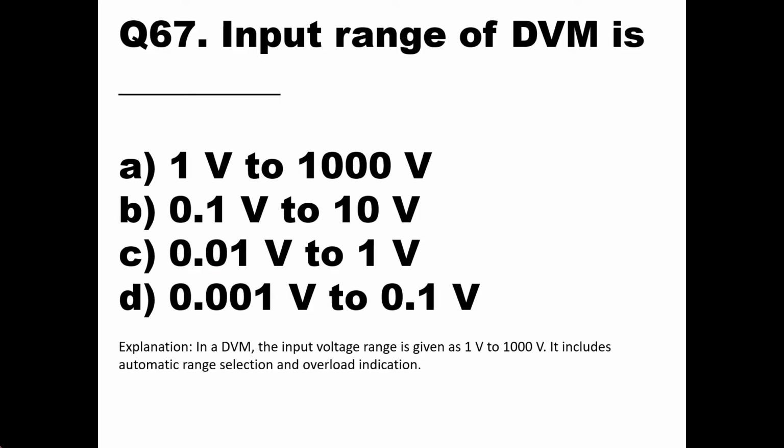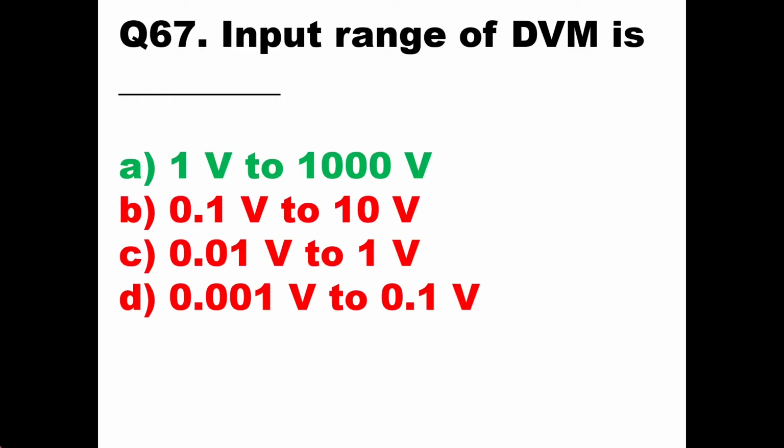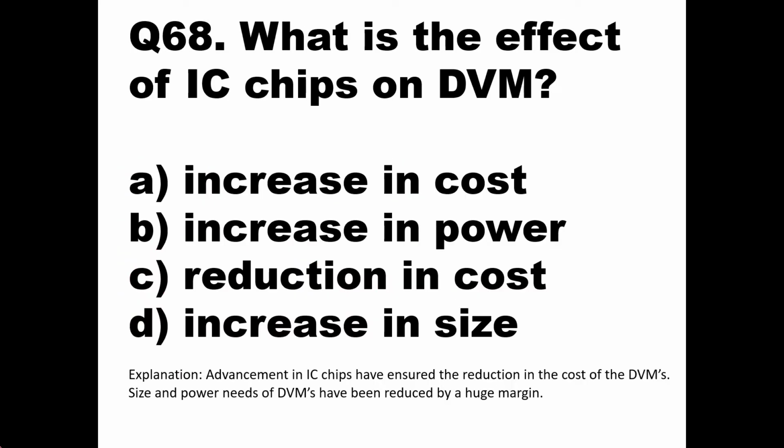Question number 67: input range of digital voltmeter DVM is. There are four options: 1 volt to 1000 volt, 0.1 volt to 10 volt, 0.01 volt to 1 volt, 0.001 volt to 0.1 volt. Now, the standard voltage range in a DVM is between 1 volt and 1000 volts. It will include automatic range selection and also overload indication. So option A is the right answer over here, 1 volt to 1000 volt. Then we'll go to the next question.